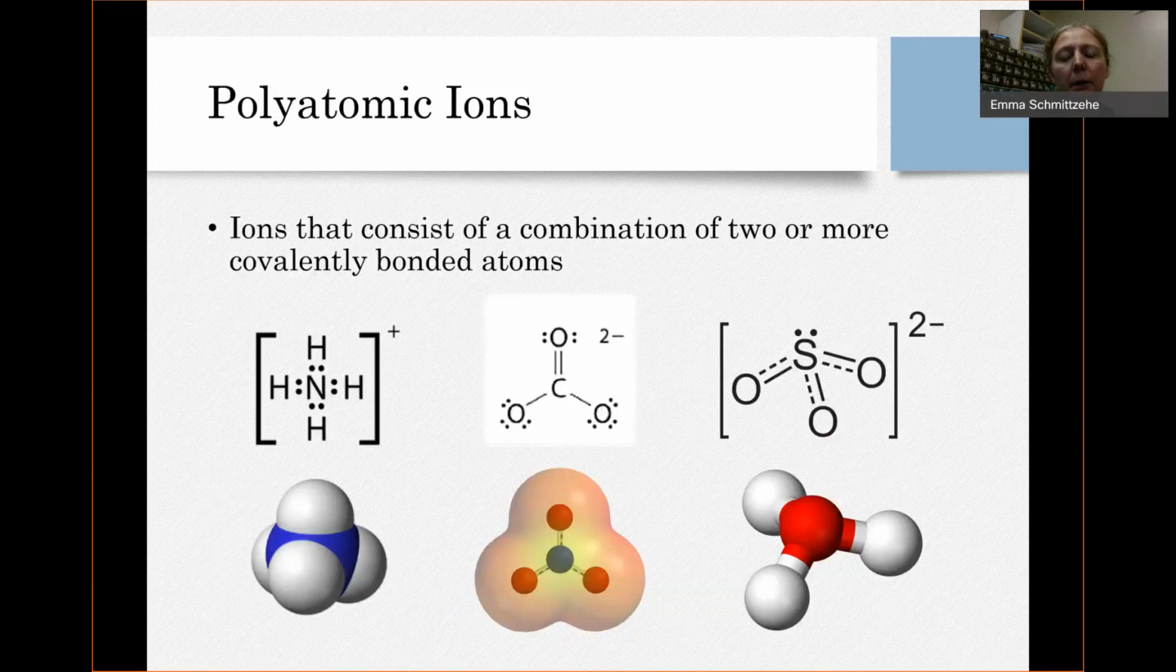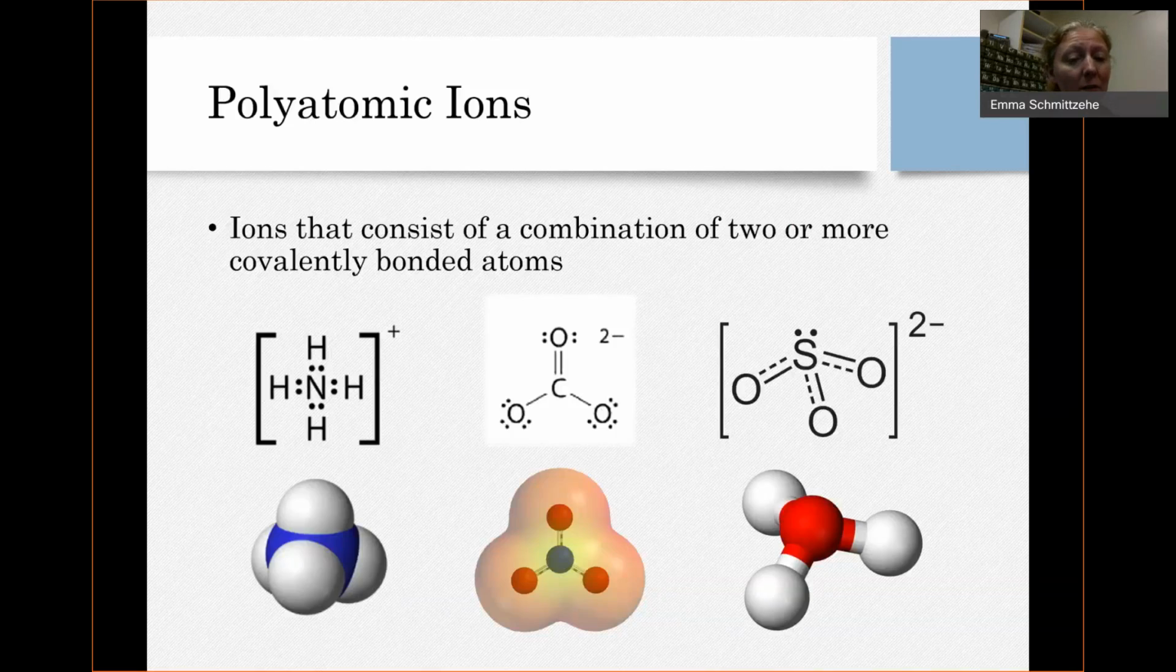So these polyatomic ions, they're ions because they have an overall charge, but within them, the atoms that make them up are covalently bonded. You can see this in lots of different polyatomic ions. The polyatomic ions just need to have at least two atoms. Now, those atoms can be of the same element or different elements.